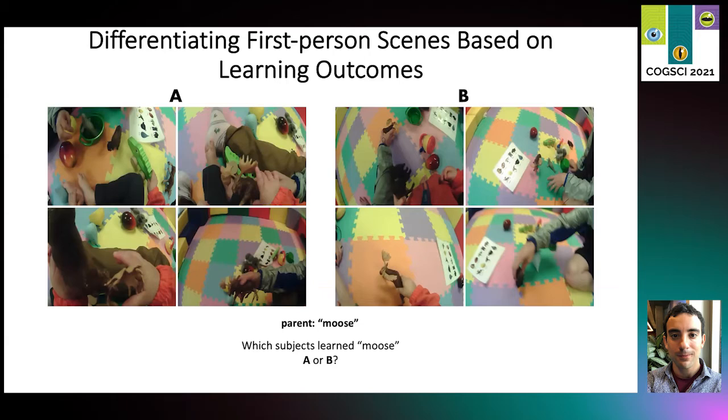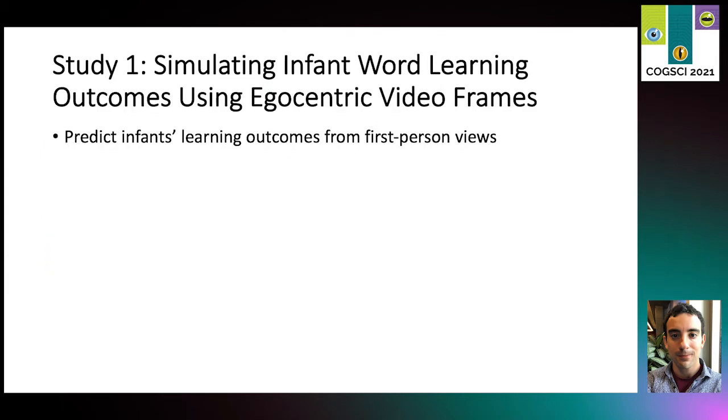Here's the right answer. It's group A subjects who learned the word. As we can see from this example, it's pretty difficult to distinguish which of the 2 sets may be associated with positive learning outcomes. However, for whichever group you ended up choosing, you likely had your own internal reason for that choice. In this study, we'll train a computational model to extract patterns from these images in order to perform this discrimination for us. Here we demonstrate how a computational model can predict infants' learning outcomes above chance using only images from their field of view, taken during a labeling event.